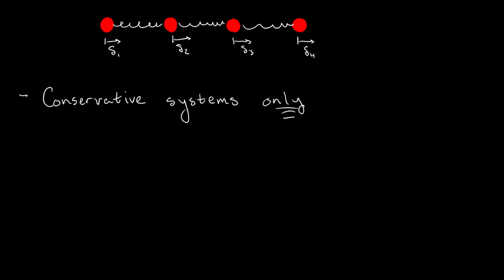There's a couple of different ways to say conservative systems. One that we saw in the past was that we could write our force in this way, minus grad u. And this just ensured that work was path independent.